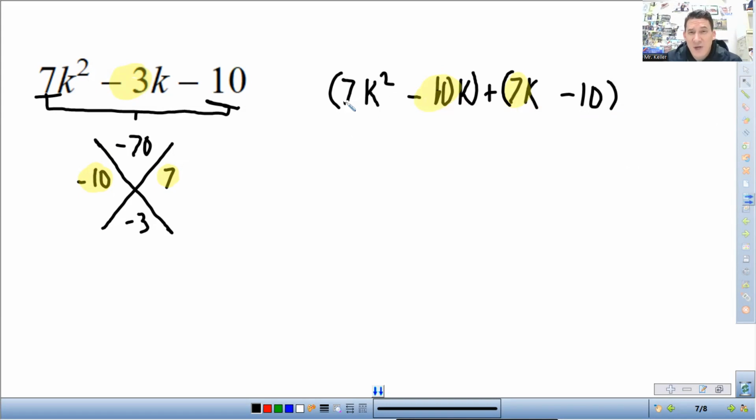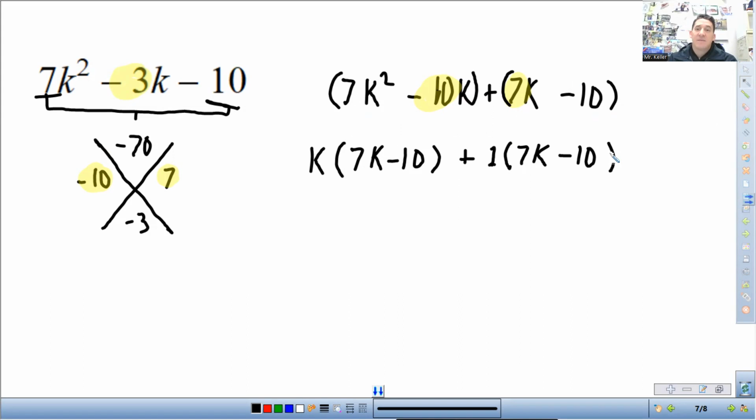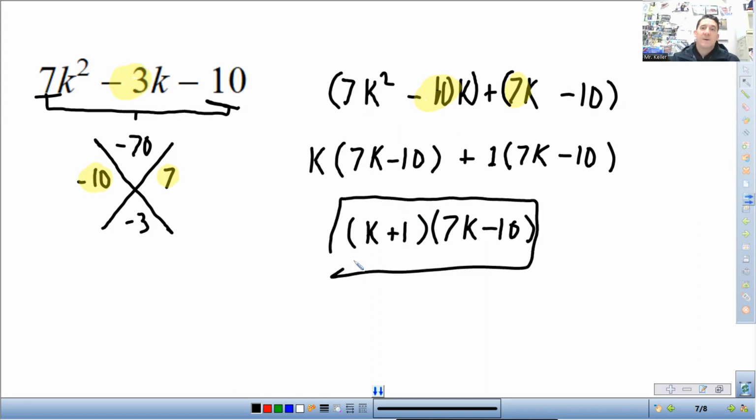There's no greatest common factor between 7 and 10, but between k squared and k, I can take out a k. I'd be left with 7k minus 10. Plus, there's no greatest common factor here, so I'm going to take out a 1. Then it's 7k minus 10. So group the outside terms together, so it's k plus 1, and then these stay there. So it's k plus 1 times 7k minus 10.